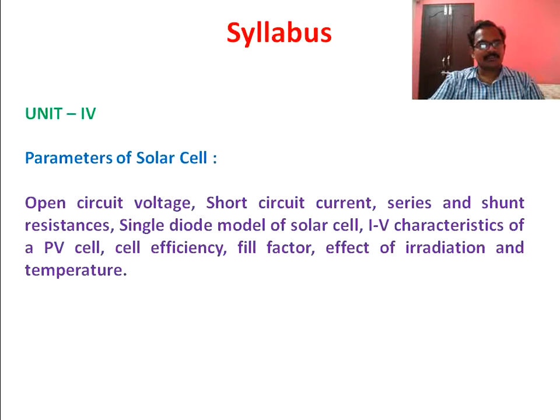Coming to the syllabus, unit 4 is parameters of a solar cell. Here we are going to discuss open circuit voltage, short circuit current, series and shunt resistances, single diode model of a solar cell, IV characteristics of a PV cell, cell efficiency, fill factor, effect of irradiation and temperature, and we will see much more than the syllabus. Initially we will start with the IV characteristics of a solar cell.